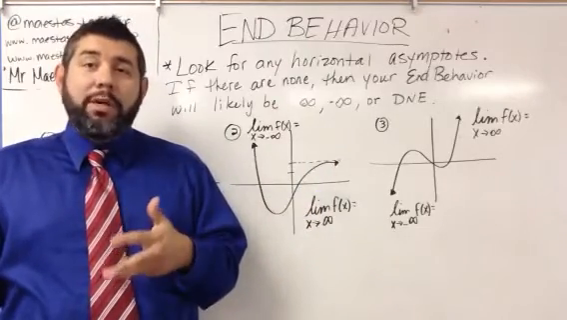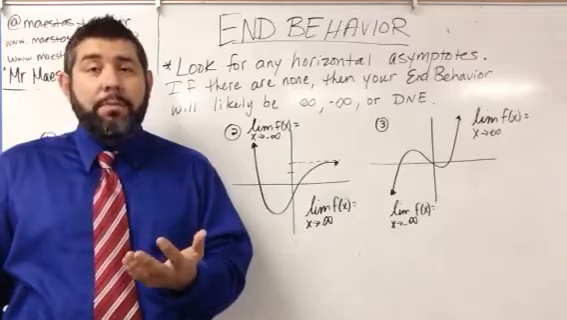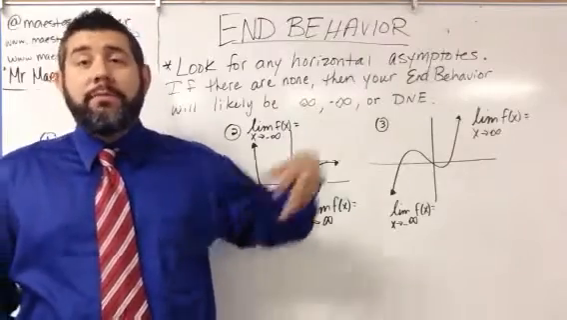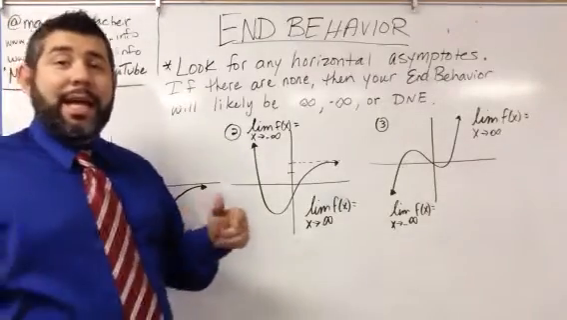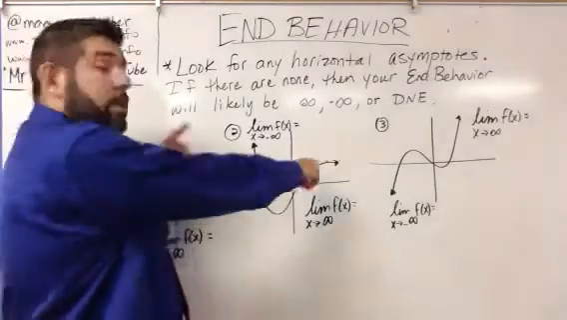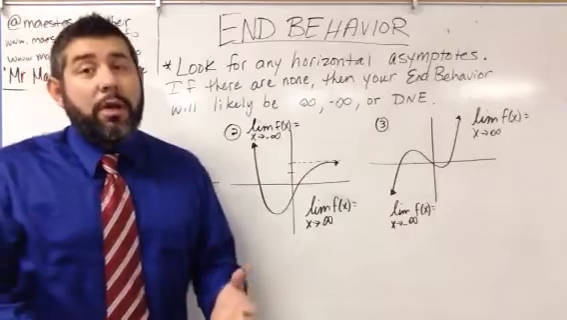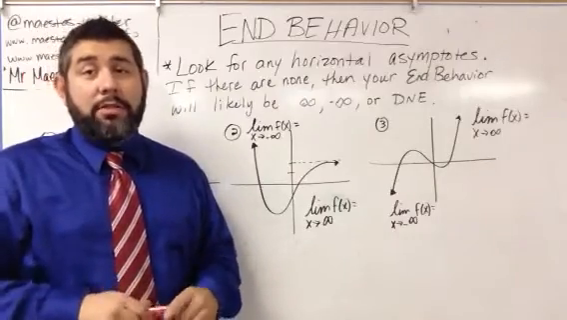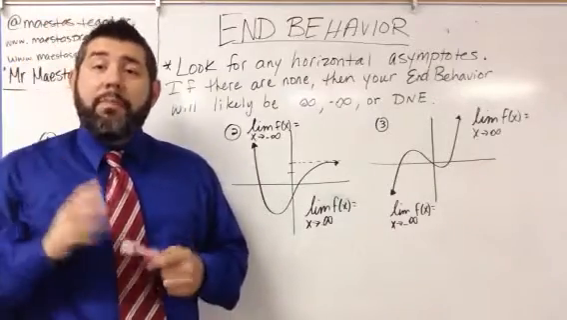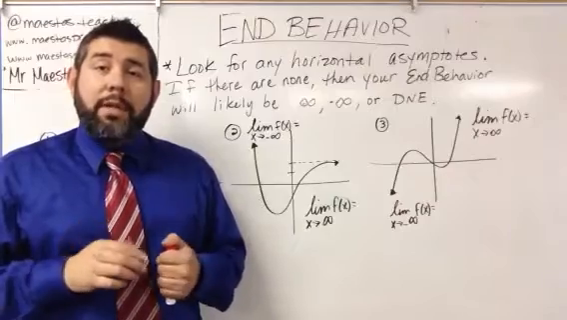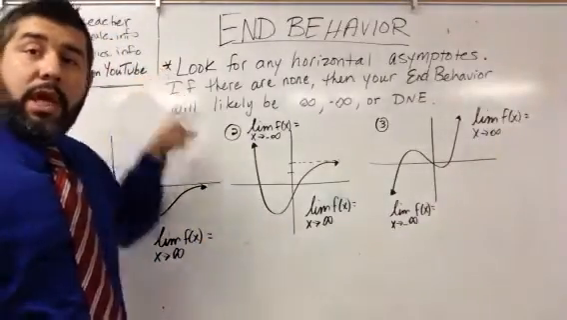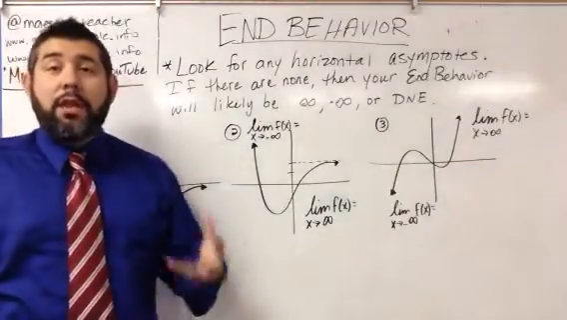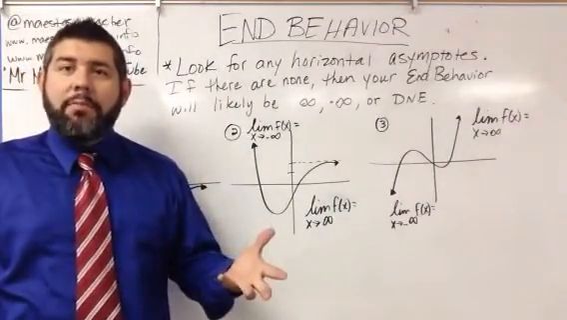More specifically, what's happening to the y value as x goes out to infinity or as x goes out to negative infinity. So we're looking at the ends of the graph, out here where the arrows are. Sometimes there are no arrows, and we'll look at an example of that too. But one thing to keep in mind when you're doing end behavior is really look for any horizontal asymptotes. If you find any horizontal asymptotes, those are likely going to be your end behavior.